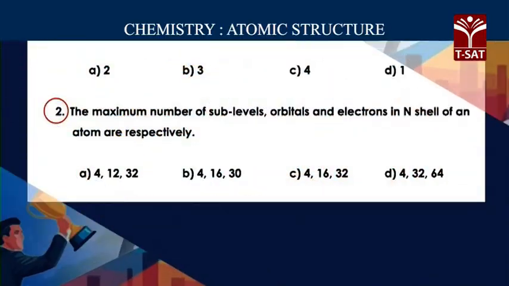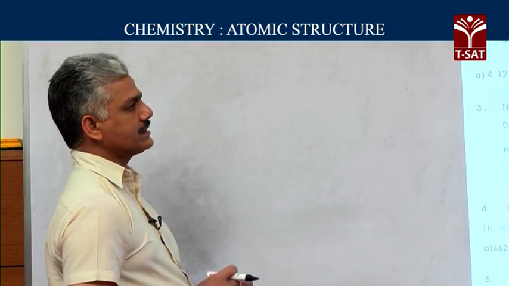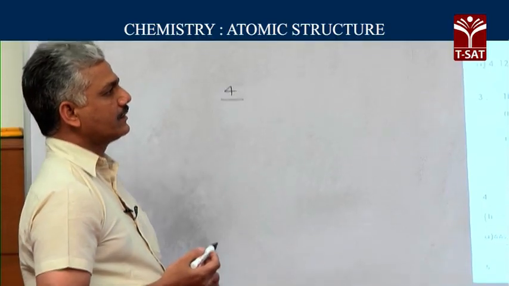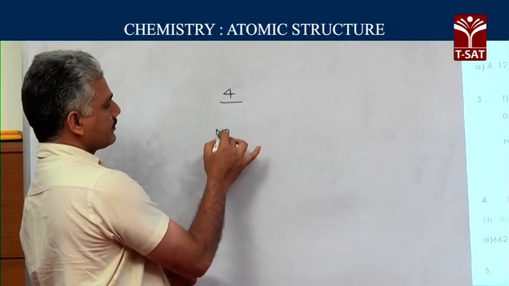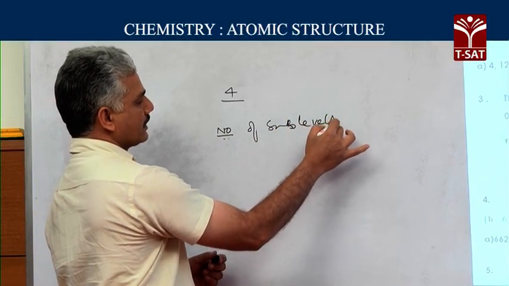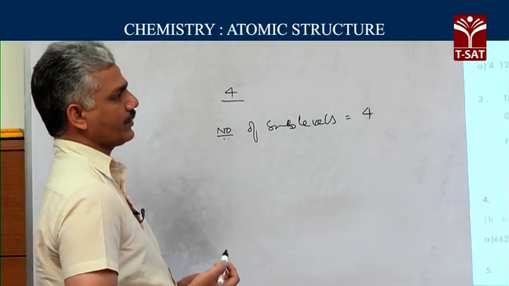Second question, the maximum number of sublevels, orbitals and electrons in n shell of an atom are respectively. N shell means it stands for 4th orbit. So, number of sublevels is equal to number of the orbit itself, that is 4.